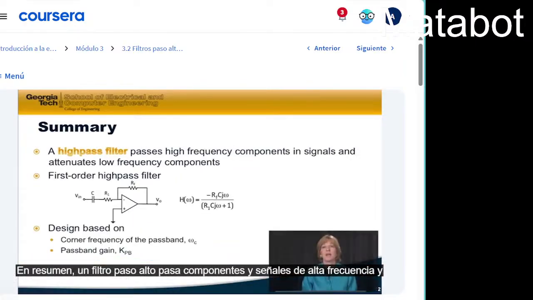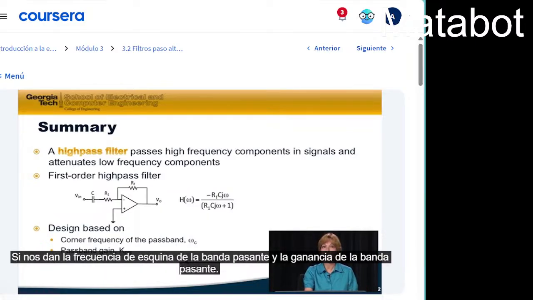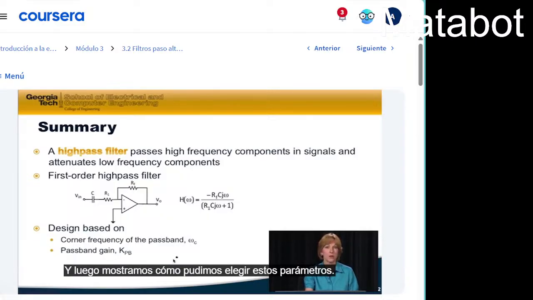So in summary, a high-pass filter passes high-frequency components of signals and attenuates or filters out low-frequency components. We looked at one basic design. This is an inverting high-pass filter, and it provides isolation at the input and the output. It has this transfer function right here. And we showed how to do a design. We based the design on 2 factors that are given: the corner frequency of the passband and the passband gain. And then we showed how we were able to pick these parameters.